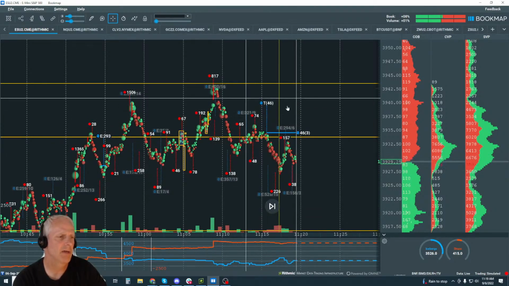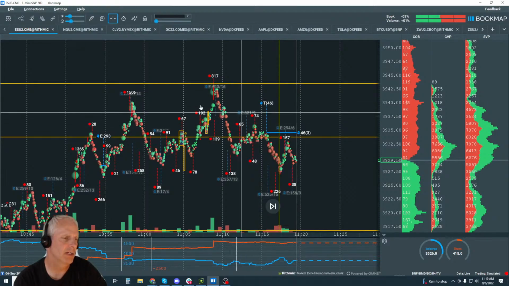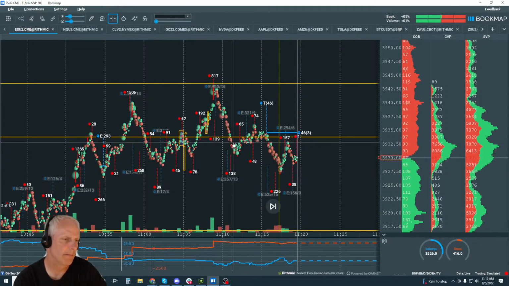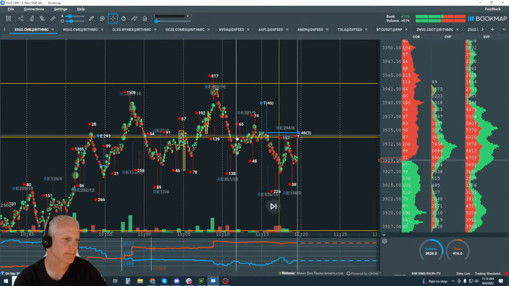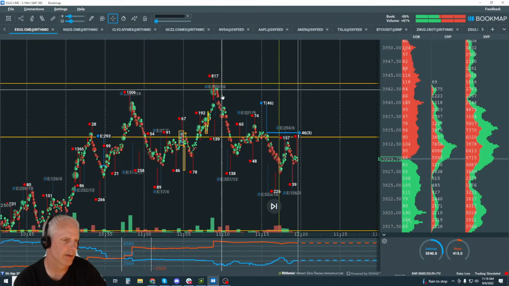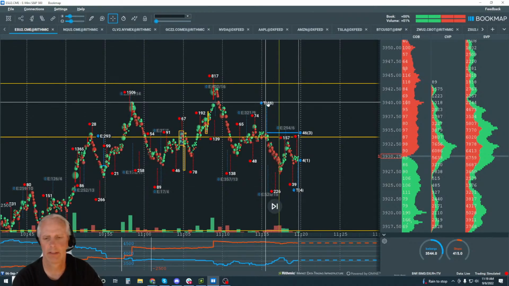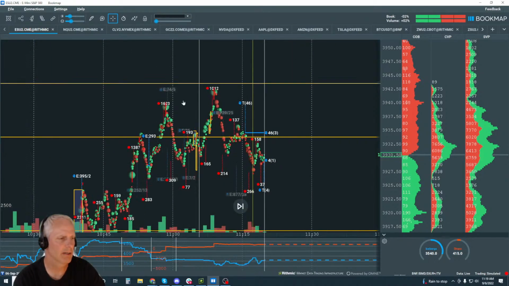So now the picture is getting really interesting. Now this is turning into distribution. Buyers, some sellers, buyers, sellers, sellers. Again, Wyckoff, for you Wyckoffians out there.